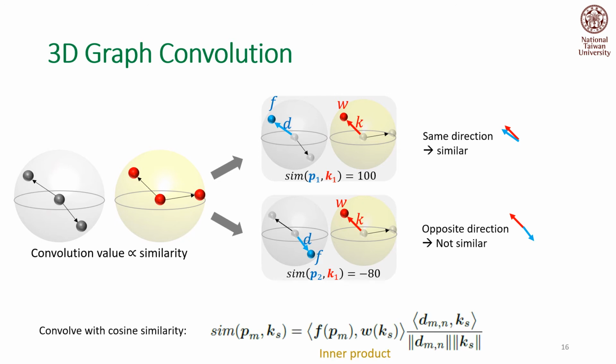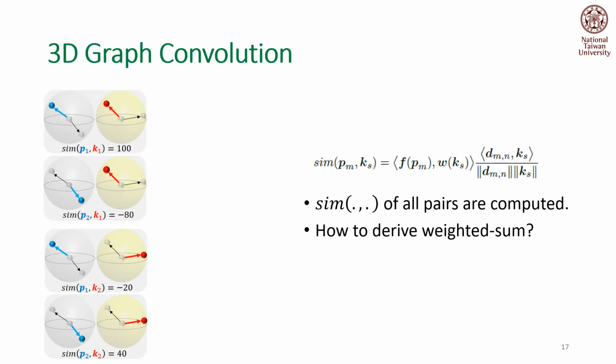As a result, we define the similarity function as follows. The first term is the inner product between the feature vector of the neighbor node and the weight vector of the kernel support. The second term is cosine theta, where theta is the angle between the directional vector d and k in three-dimensional space. The similarity values of all pairs are computed accordingly.